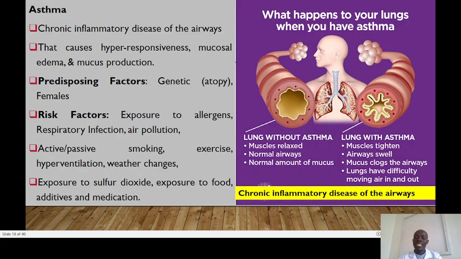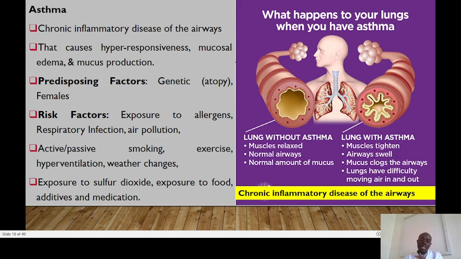Alright? Okay, guys. The next condition is asthma. Alright, so asthma is a chronic inflammatory disease of the airway. So that causes airway hyperresponsiveness, we have mucus edema, and we have mucus production.